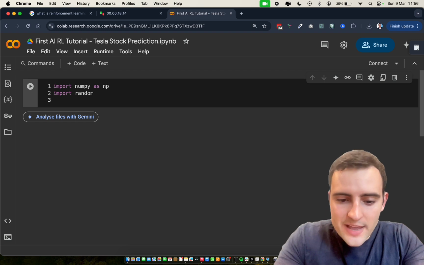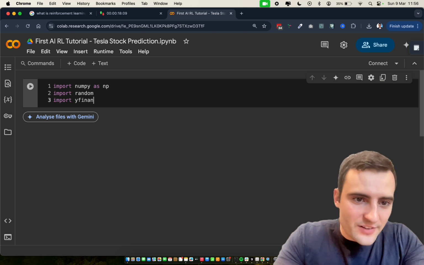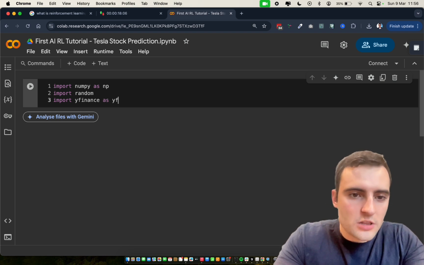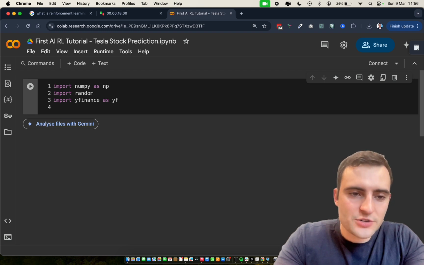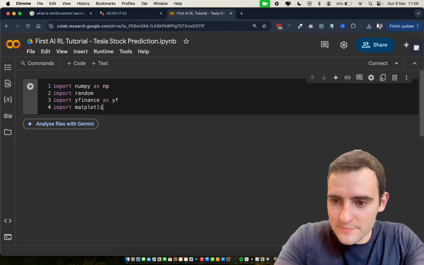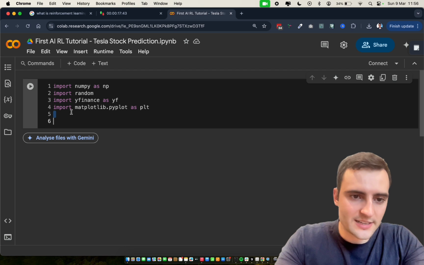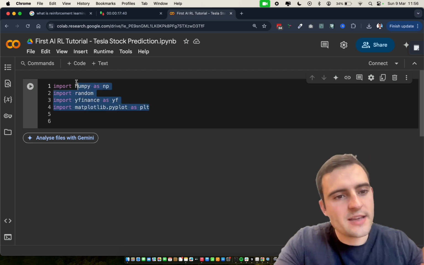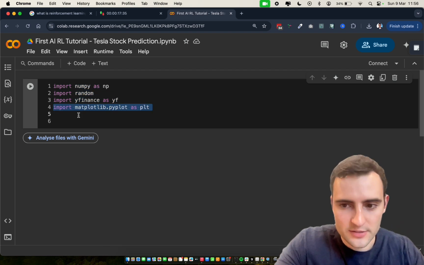And next, we're going to import yFinance. So yFinance is short for Yahoo Finance, and this is where we're going to get all of the stock data for Tesla. And last but not least, we're going to import the very famous matplotlib. So we do import matplotlib.pyplot as PLT. So what this is, it's a plotting library. So there we go. That is all of the imports we'll need today: NumPy, random, Yahoo Finance, and matplotlib.